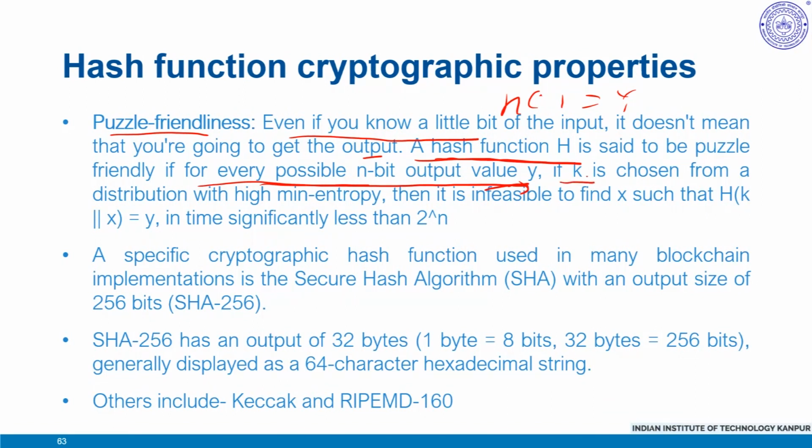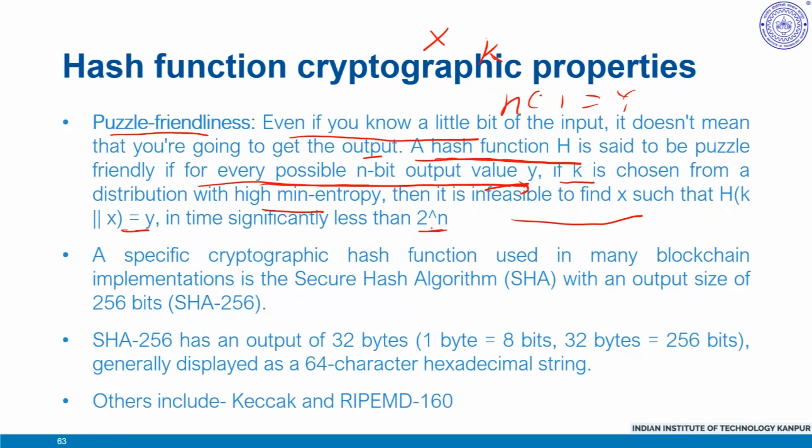and if you choose k from a distribution with high min-entropy, which we have discussed, and the remaining part of the input x is not known, then it is infeasible to find the remaining part of x such that h(k || x) equals y, where the hash function is applied to k and x, in a time significantly less than 2 to the power n.